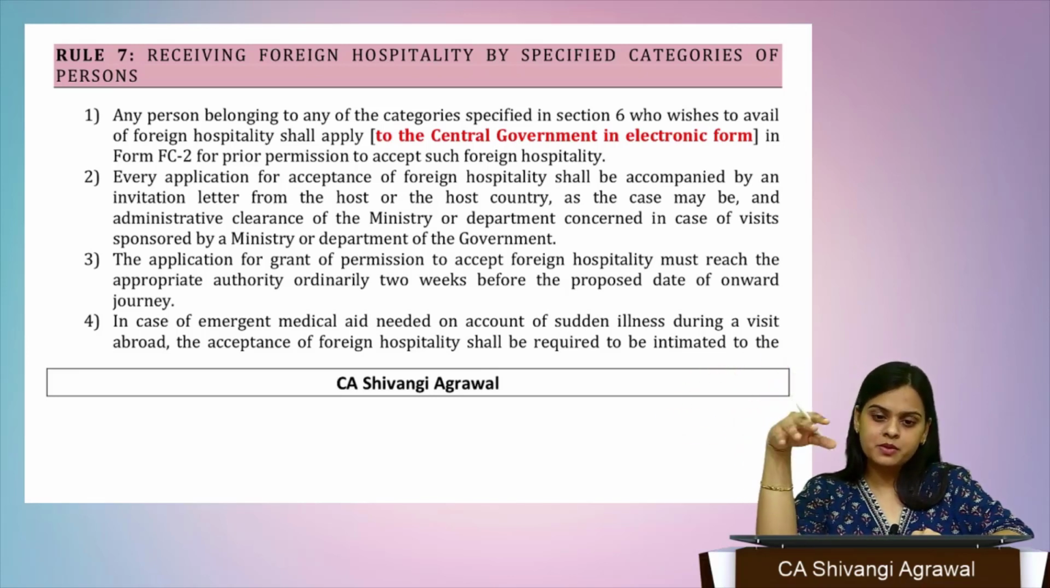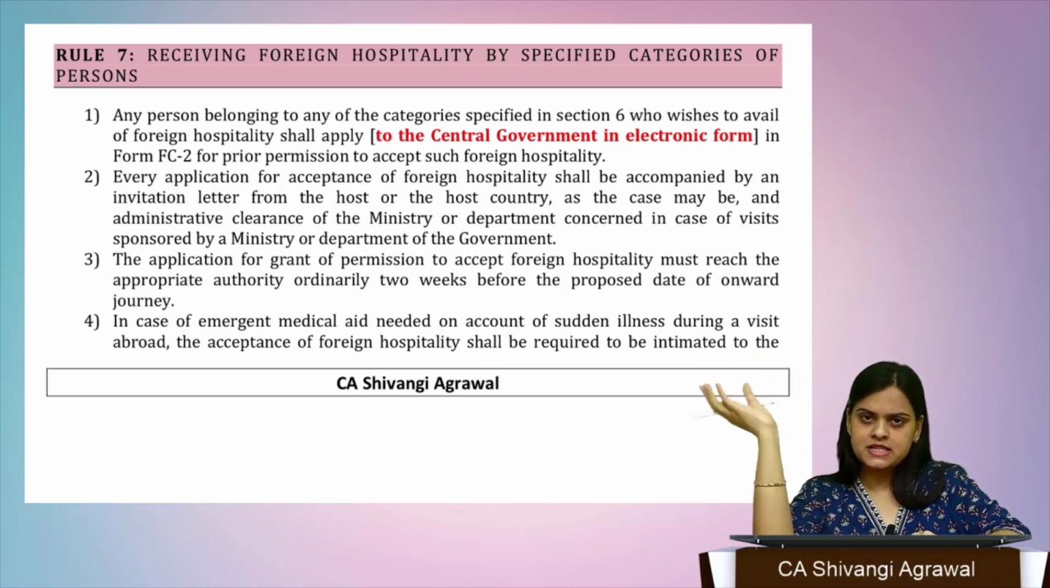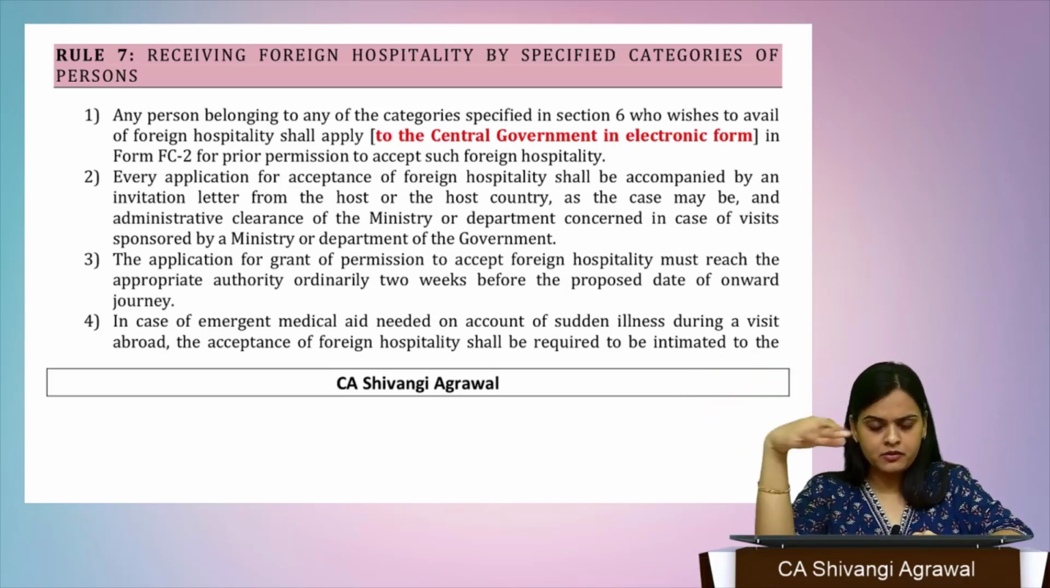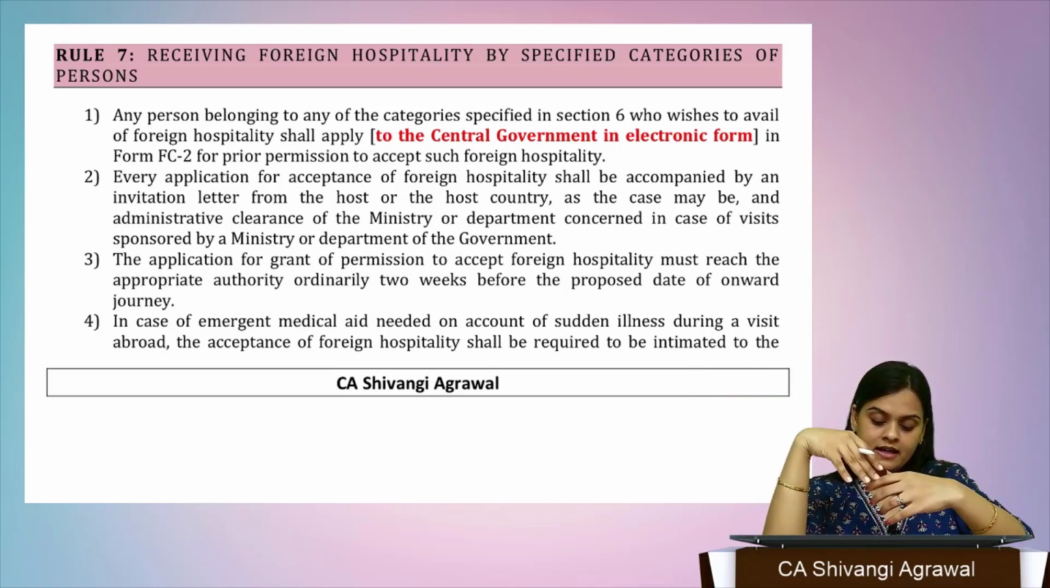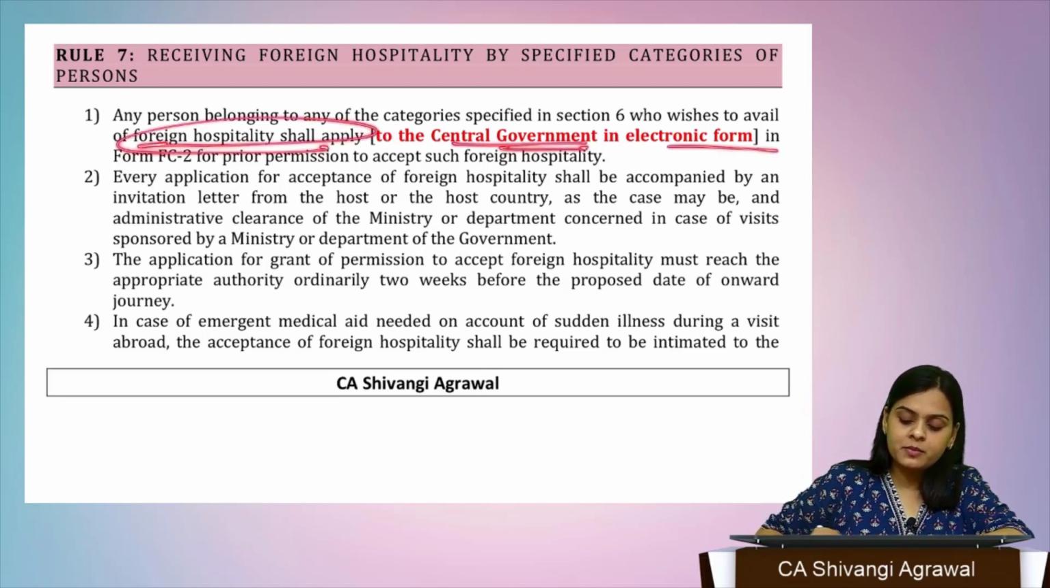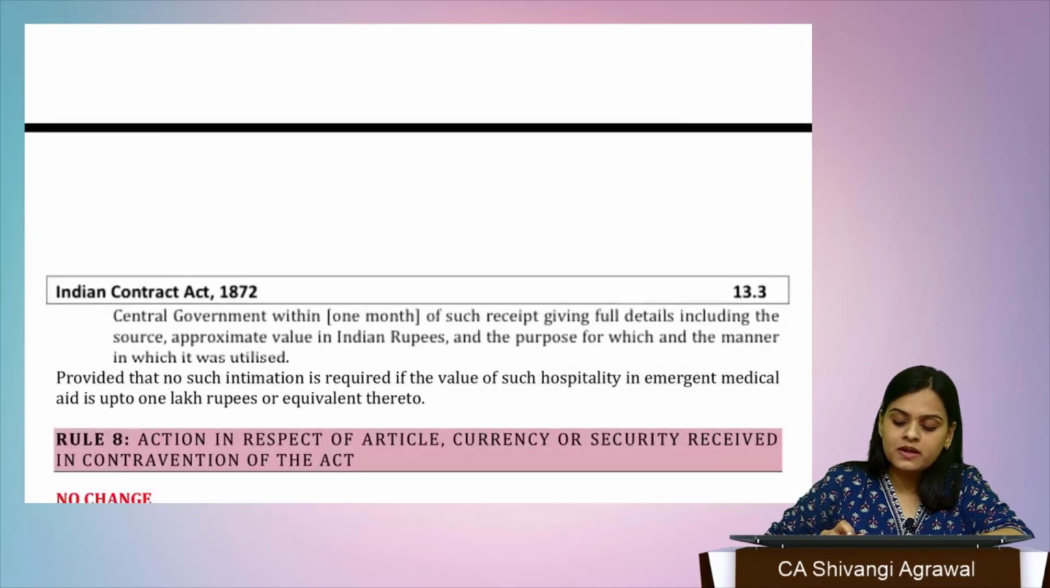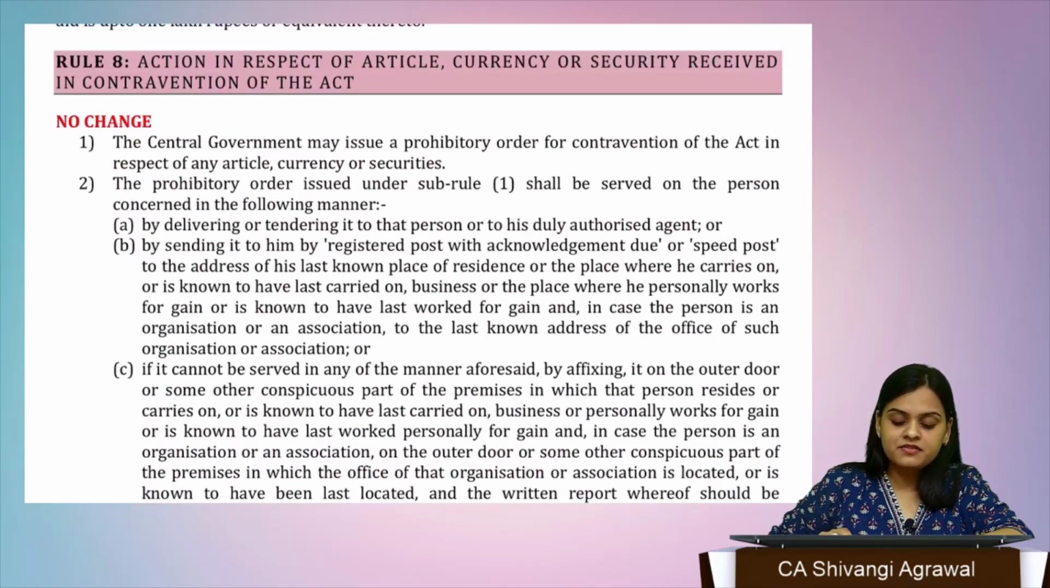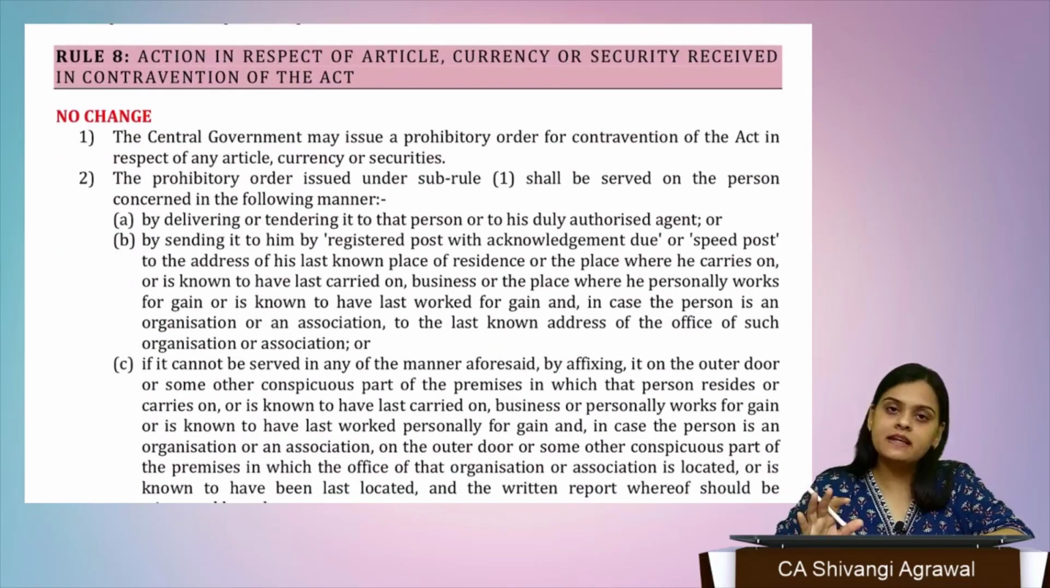They have to seek prior permission in case of medical emergency. They can intimate later on. So we have that whole guideline. The only thing is that if you wish to avail the foreign hospitality, you have to apply to government in electronic form. If you look at FCRA, all the forms are filed electronically only now.